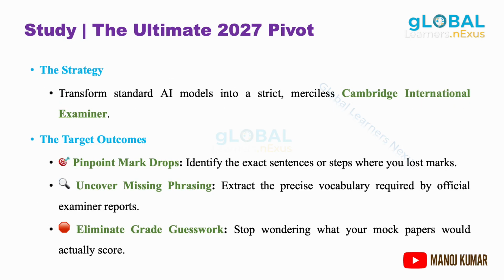So, here is the 2027 pivot. We are going to transform standard AI models into strict, merciless Cambridge examiners. The goal, to pinpoint exactly where you dropped marks, uncover the specific phrasing you missed from examiner reports, and finally, stop guessing what grade you're on.